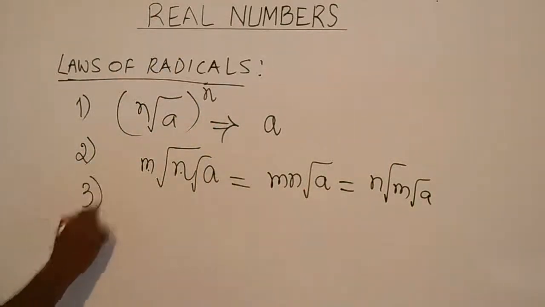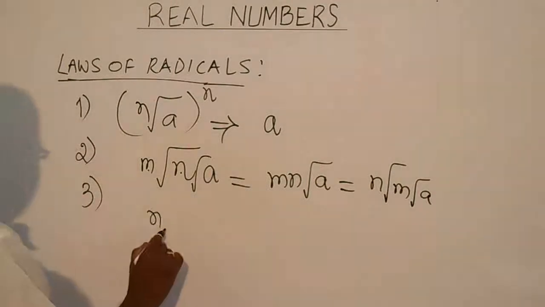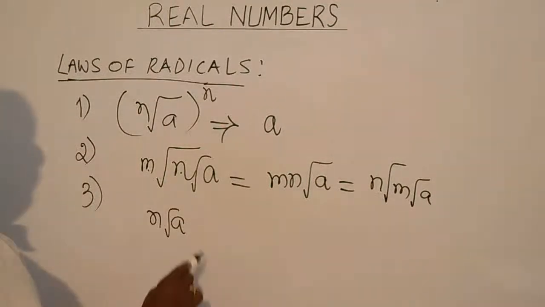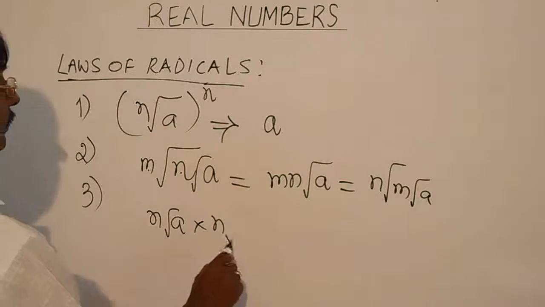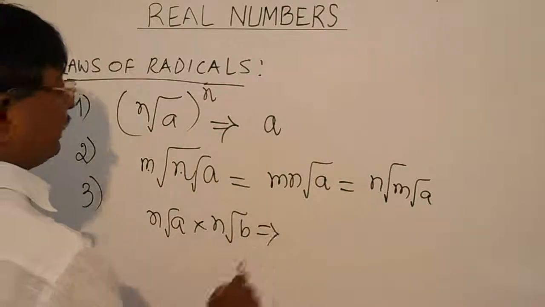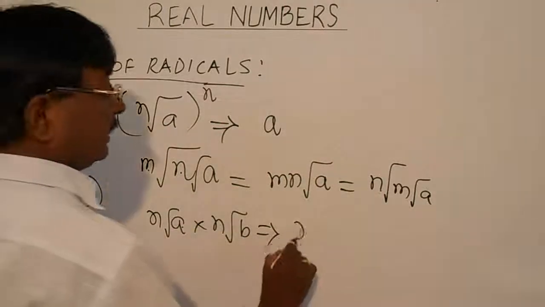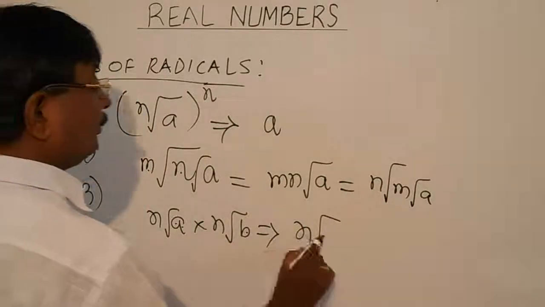Next one, number third law. So nth root a into n root b equals n root a into b, ab.